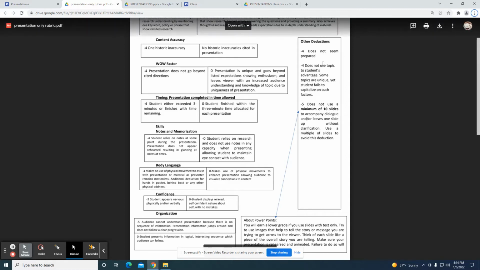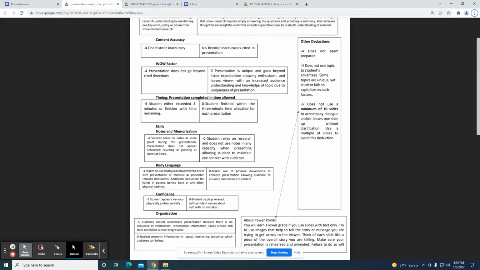Then you have these other deductions. If you do not seem prepared, you seem to be stopping, hesitating, that could be problematic. And does not use the topic to the student's advantage. This section right here, certain topics are unique and could be a starting point for certain content. In certain areas, if you're not addressing and recognizing the significance of the topic, that could be an issue.